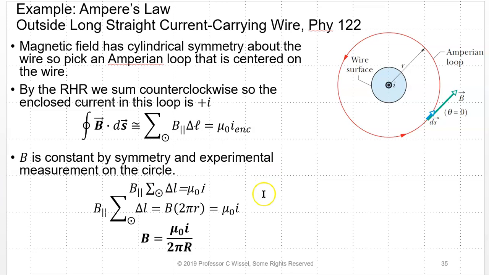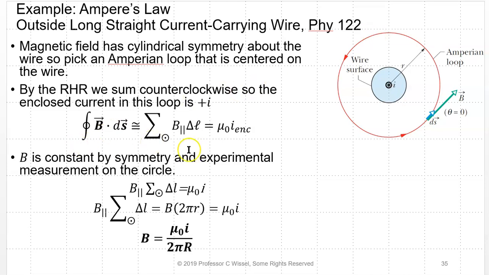For the non-calculus-based student, the magnetic field has a cylindrical symmetry about the wire, so you're going to pick an Amperian loop that is centered on the wire. Okay, by the right-hand rule, we would sum counterclockwise, so the enclosed current in this loop is positive I. We want the current to be positive I, so we want our thumb coming in the direction of the current, which is coming at us out of the page. Our fingers will curl counterclockwise. That gives us the direction of the summation around the loop.